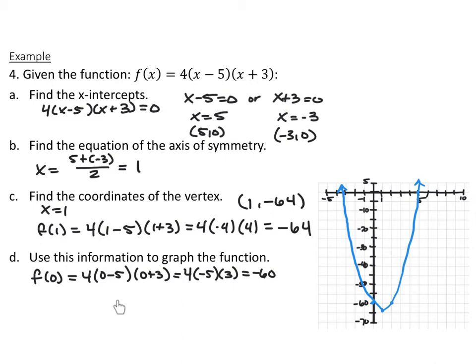And then just to help me with my graph, I also found the y-intercept. So I plugged in 0 for x, and I found the y-intercept to be -60. So to graph this, I have my vertex at (1, -64). I have x-intercepts at -3 and positive 5. I have a y-intercept at y = -60, which means by symmetry, I also have this point here at (2, -60), and then I use that to sketch my graph. So that's how you would do this if it was in intercept form.